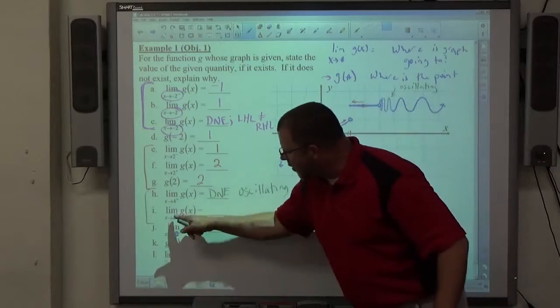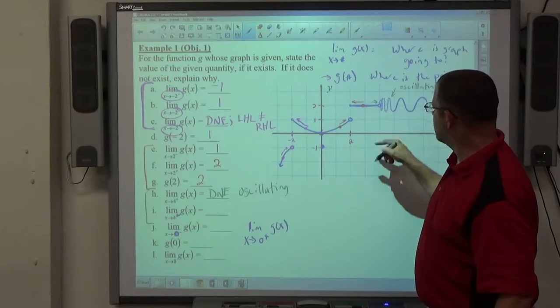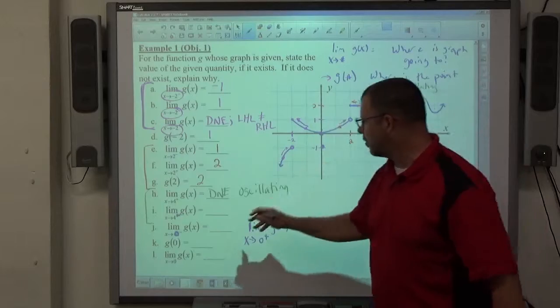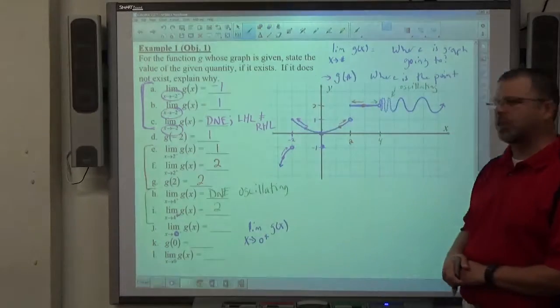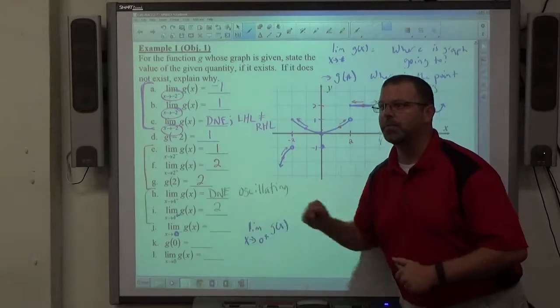All right, limit as x approaches 4 from the left. So if I start here and go towards 1, 2, 3, 4, I can see the height of the function is right around 2. So limit as x approaches 4 from the left is 2. Once again, would the limit exist at 4? No, it wouldn't, because these aren't the same thing.